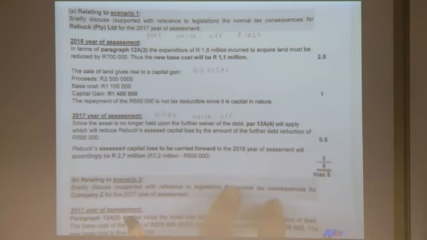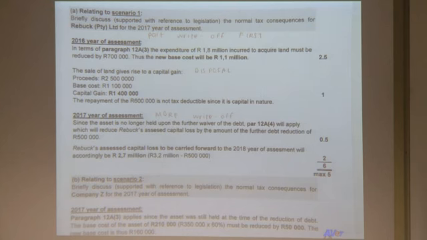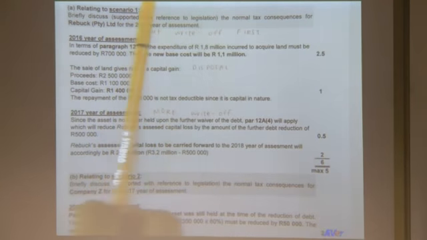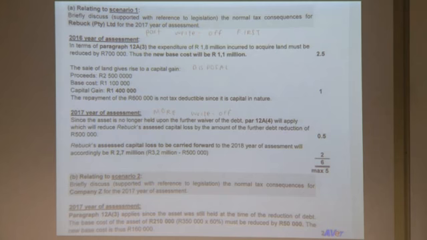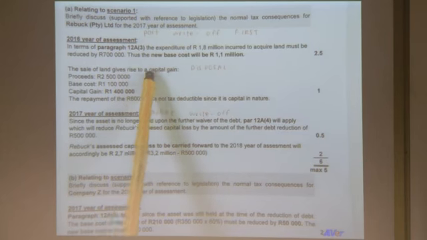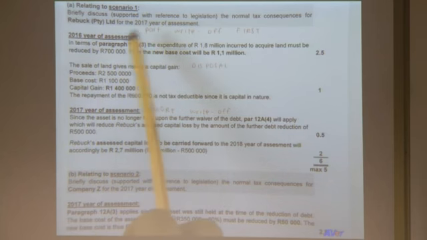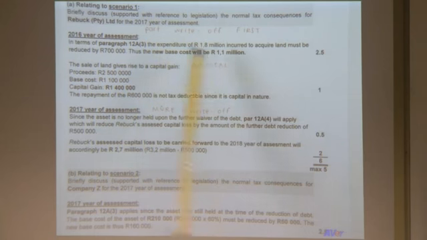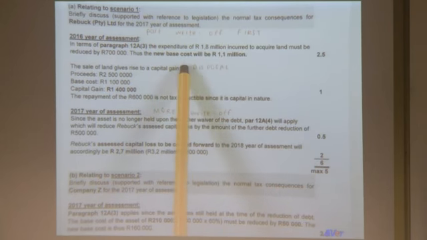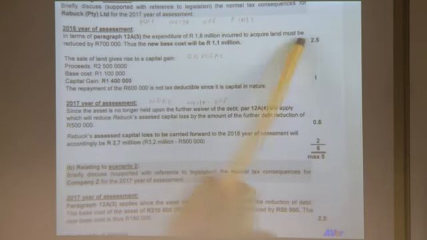And then the last one was question 5, which was again debt write-off. So relating to scenario 1, we said briefly discuss the normal tax consequences for Rebuck. Okay, so Rebuck in the scenario is the borrower. So what happened was we had a part debt write-off initially, then we had disposal of the assets, then we had a further debt write-off. So on the first debt write-off of 700,000 Rand, the asset was still held. So because it's a capital asset still held, you want to apply paragraph 12A(3), you reduce the base cost in terms of paragraph 12A(3). And then you actually dispose of the asset.